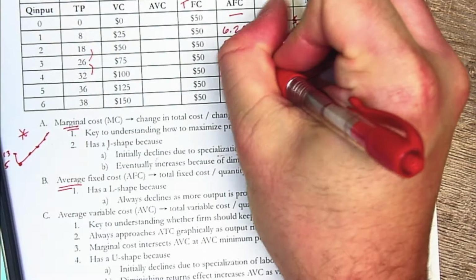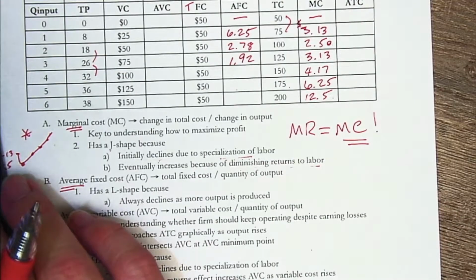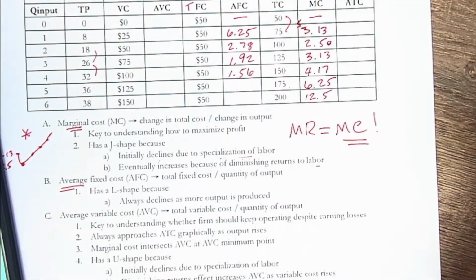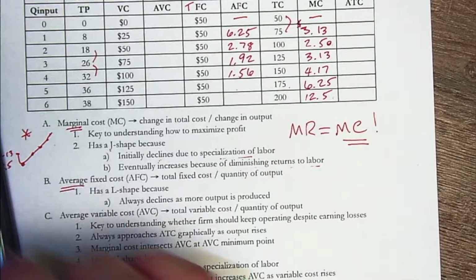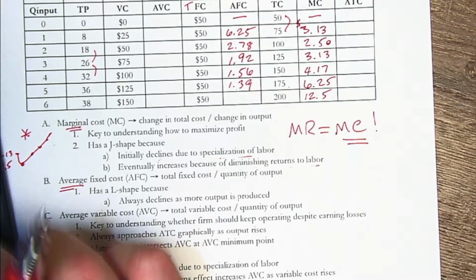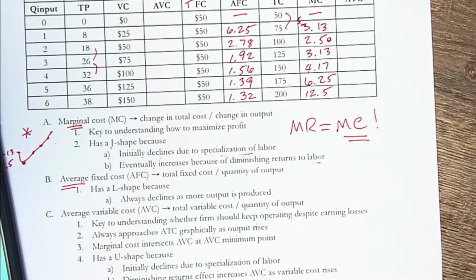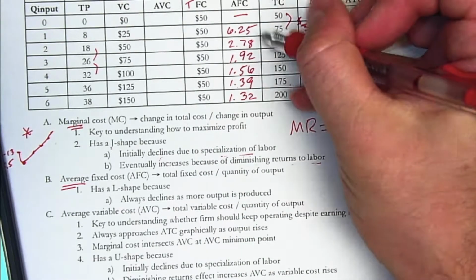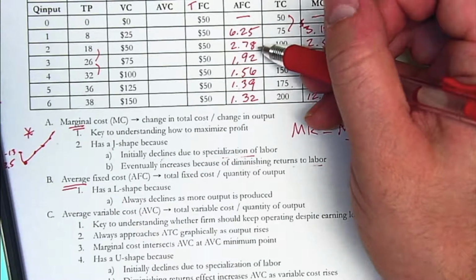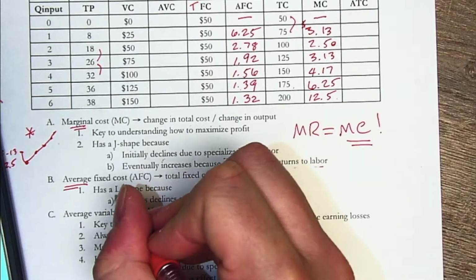It's $1.92. It's getting smaller each time. And now let's divide by 32. $1.56, a little bit smaller. And now let's divide by 36, $1.39, and divide by 38, $1.32. So what do we notice? We notice that it's a really high value early on, but then that fixed cost gets spread out over more and more units. So we'd say that it has an L shape.